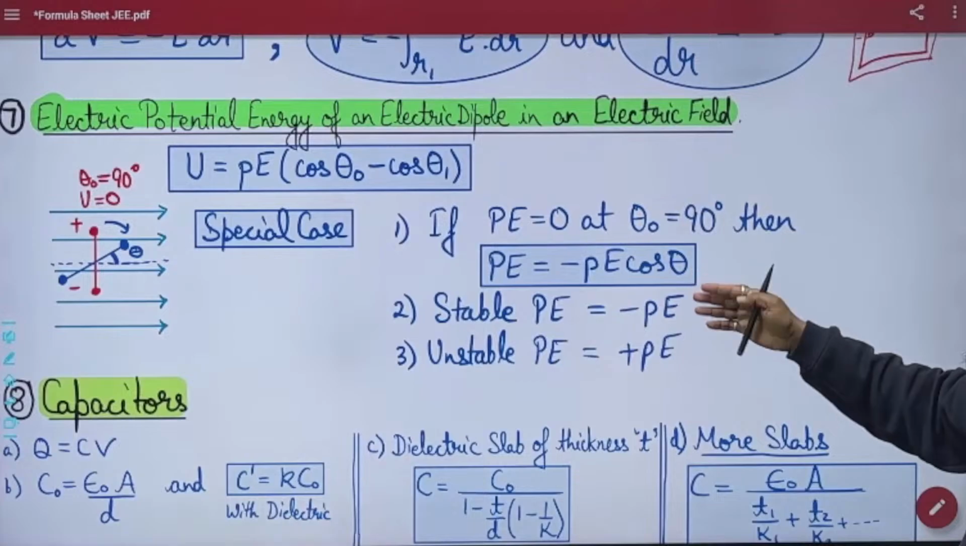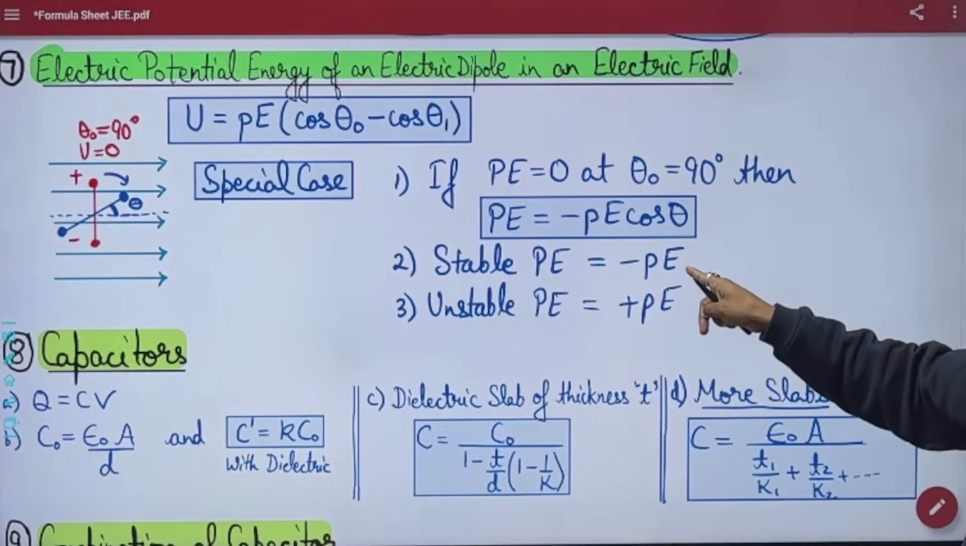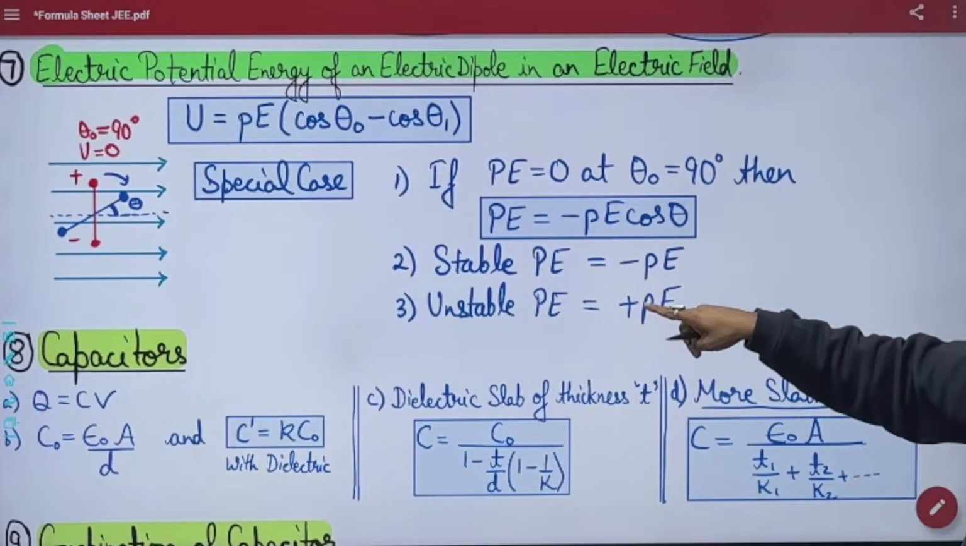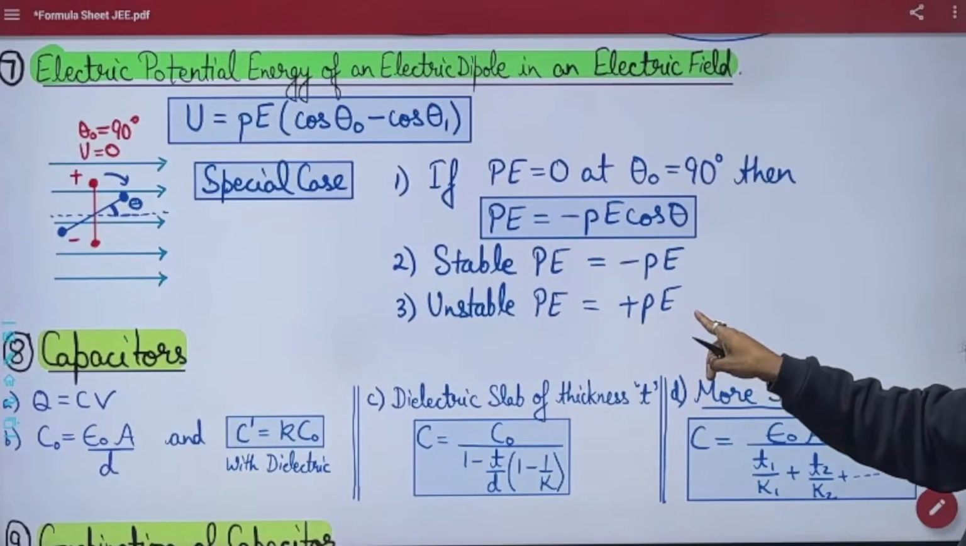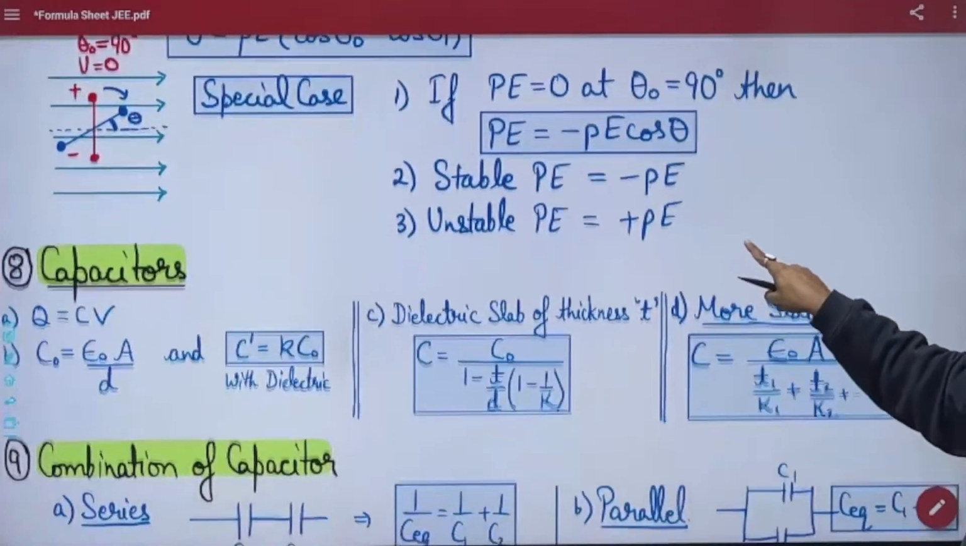So potential energy becomes minus PE cos theta. For stable equilibrium, the potential energy is equal to minus PE. For unstable equilibrium, you have plus PE.